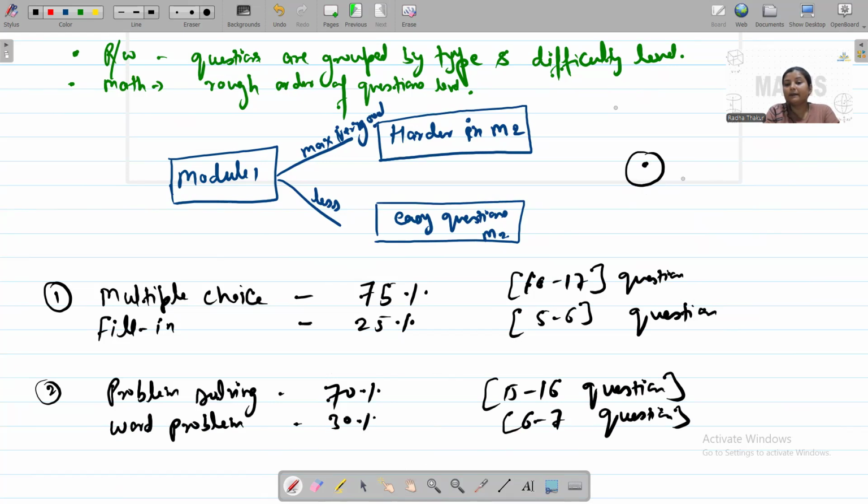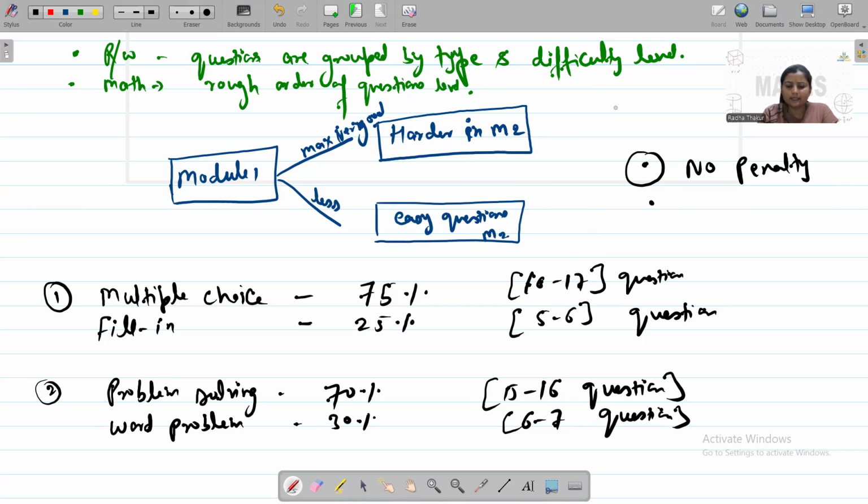An important point is that there is no penalty for wrong answers. So it means you can attempt all the questions. Do not skip any question, because there is no penalty. It is important to complete all of your questions.